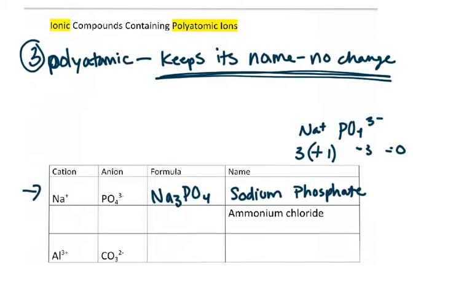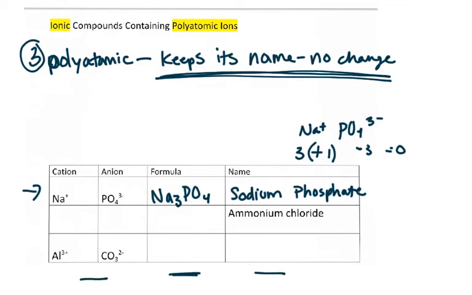So here we're going the other way. You will have to do this on your worksheet. You're going to have to go both ways, where I give you the ions and you write the formula and the name, or I give you the name and you write the formula and the ions, and sometimes I'll even give you the formula and you give me the name and the ions. So you're going to see it all 3 ways.